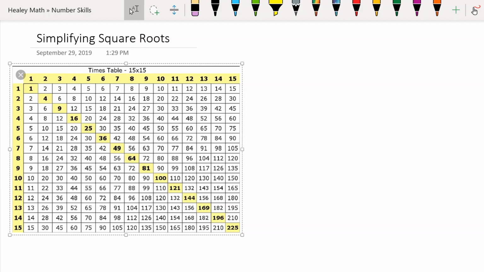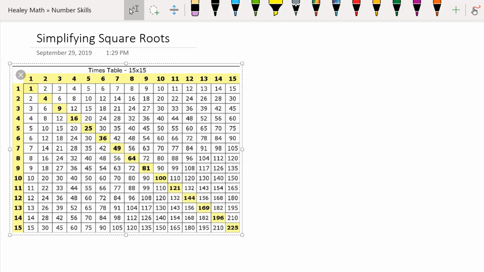So in previous videos, we've seen estimating square roots, where we can determine which two numbers the square root of a non-perfect square number may fall between. We also looked at approximating square roots. So we found the square root of a non-perfect square number, and we were able to find a decimal part to express that expression. Today we're going to be looking at simplifying square roots.